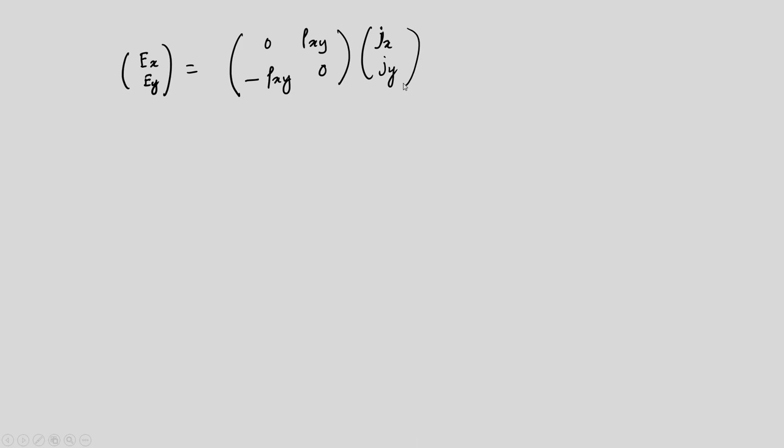Now you see what happens. You have Ex equal to rho xy jy, and Ey equal to minus rho xy jx, if you just do the multiplication. This tells you that E and J are perpendicular, because Ex is proportional to jy, and Ey is in the direction of minus Jx, which means they are rotated with respect to each other. The X component of the electric field is in the Y direction of the current, which is a rotation by 90 degrees. And Ey is in the direction of minus Jx, which is again a rotation by 90 degrees.